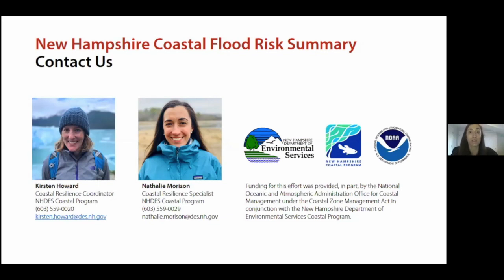Print versions of the guidance are going to be available in early to mid-April. And we have plans to disseminate those to municipal staff and various boards and commissions in our municipalities. But if you would like your very own hard copy, please contact me and I will be pleased to send you one.